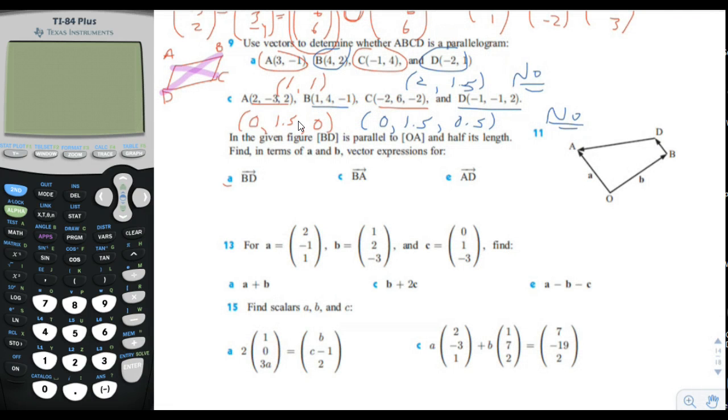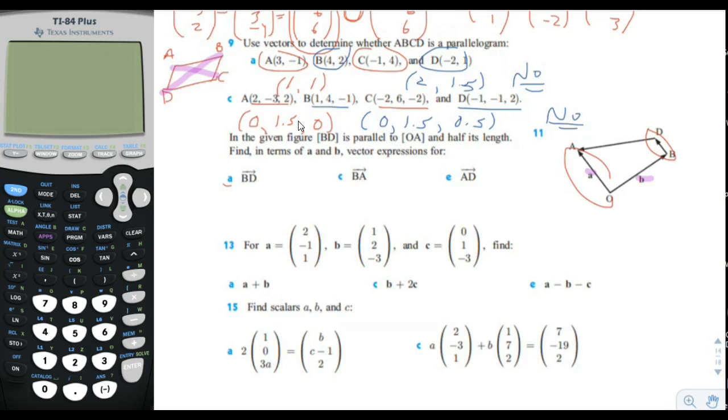In the given figure, BD is parallel to OA, and half its length. Find, in terms of vectors A and B, expressions for vector BD, vector BA, and vector AD. So we're going to find them in terms of A and B. All right, so vector BD.